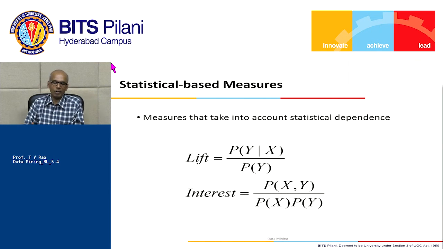We can define a new measure which is lift. So here we say that the probability of y given x, which is a conditional probability, divided by the probability of y, can be used to check whether there is a good lift with respect to one of the rules. So the interestingness we can measure by the probability of x and y occurring together divided by the probability of x times the probability of y. If it is greater than 1, we know that there is a statistical correlation.